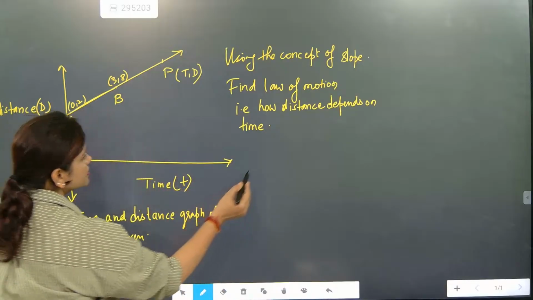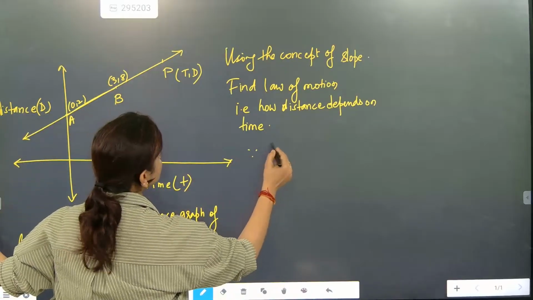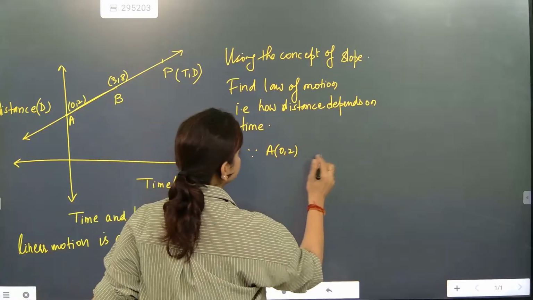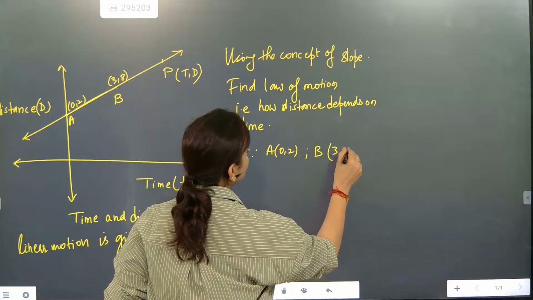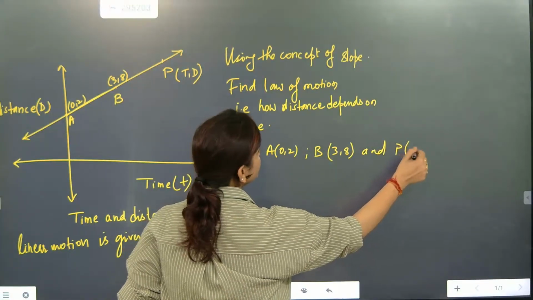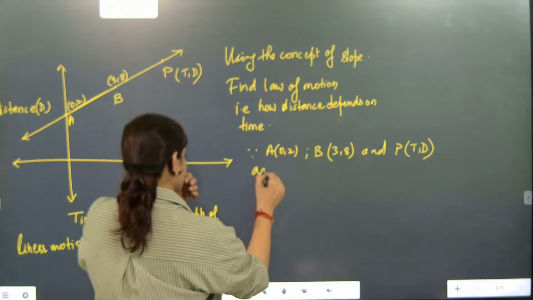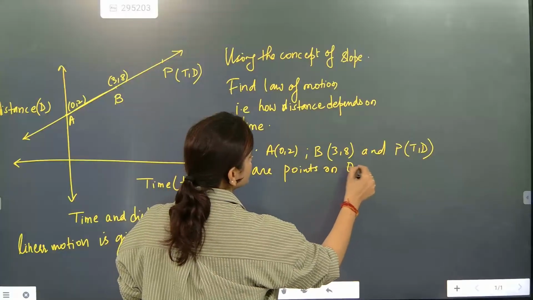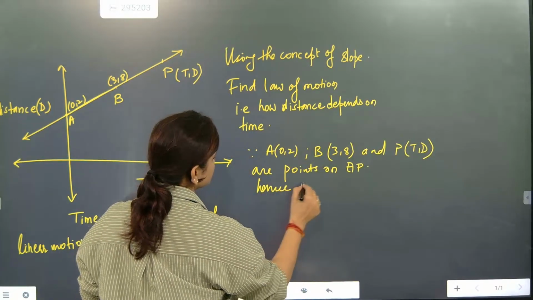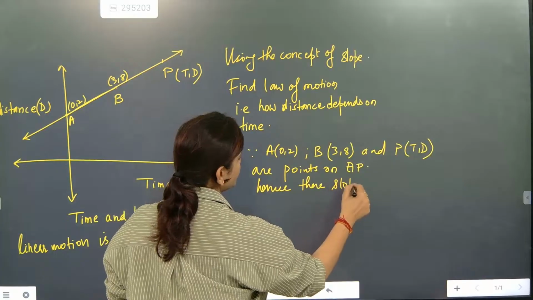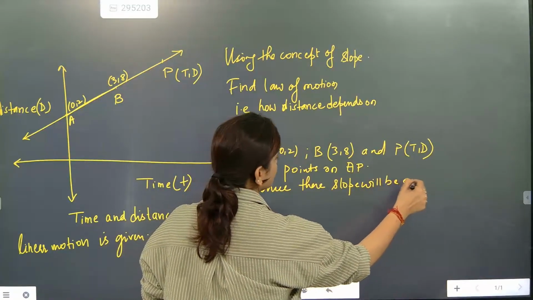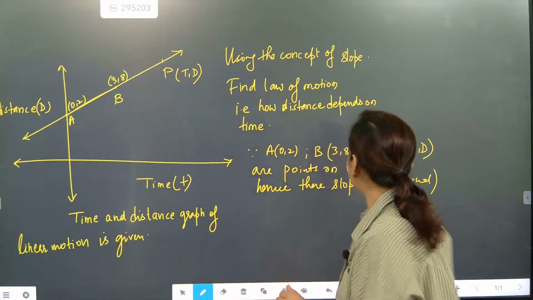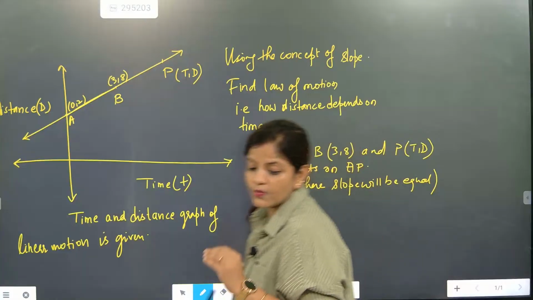Now what we are going to write? Since A(0, 2), B(3, 8) and P(t, d) are points on line AB, hence their slopes will be equal. You must remember that all these points are present on a line, so their slopes will become equal.